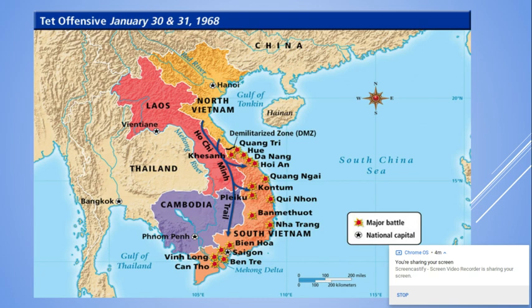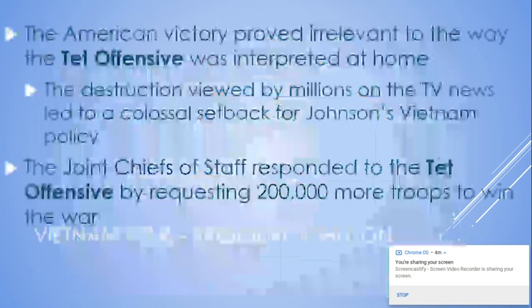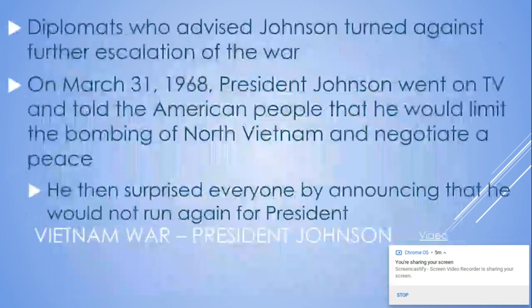The American victory proved irrelevant to the way the Tet Offensive was interpreted at home. The destruction viewed by millions on the TV news led to a colossal setback for Johnson's Vietnam policy. The Joint Chiefs of Staff responded to the Tet Offensive by requesting 200,000 additional troops to be sent to Vietnam to help them win the war. Diplomats who advised Johnson turned against further escalation of the war, and they didn't want to send additional troops.